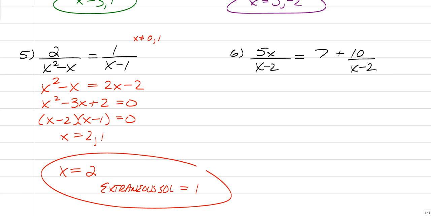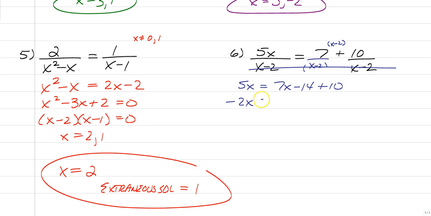Okay? And then the second example that you had to do, you should have multiplied this guy by an x minus 2. That gets rid of your denominator. And you end up with 5x is equal to 7x minus 14 plus 10. And that's just going to give us a negative 2x is equal to a negative 4. So x is equal to 2.